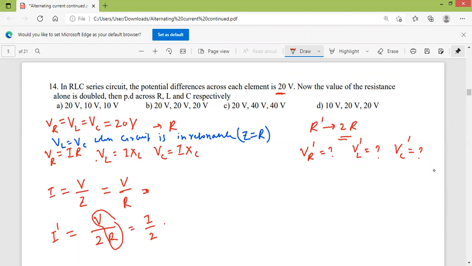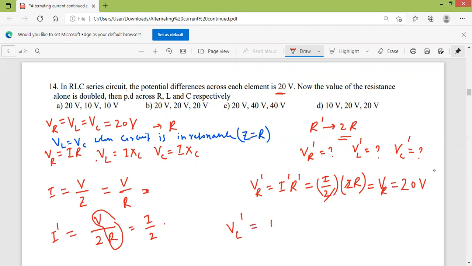Now calculate VR'. VR' is equal to I' into R'. I' is I by 2 and R' is 2R. The 2s cancel, so it is VR, and VR is equal to 20 volt. Next one: VL' is equal to I' into XL.